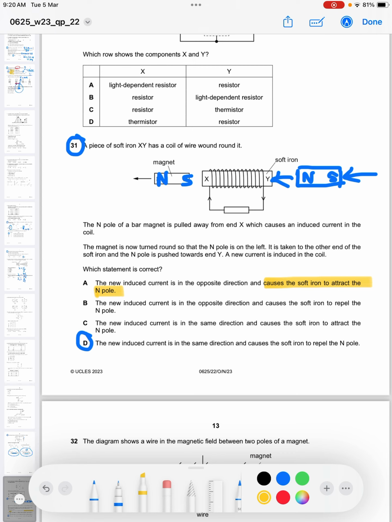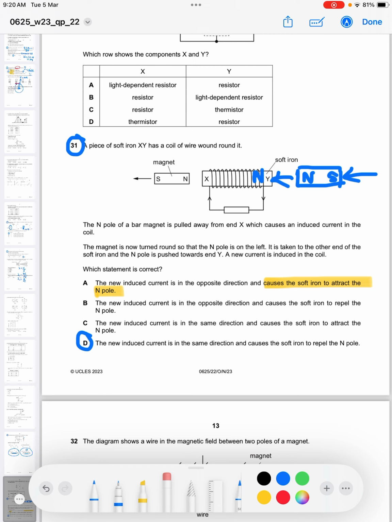All the time, if you are going to push the north pole into this one, this side must become north according to Lenz's law, to ensure that there is a repulsion and an opposition to the movement of the magnet into the coil. Right? So this side becomes north, side Y, so that it opposes that north pole which is moving into it.